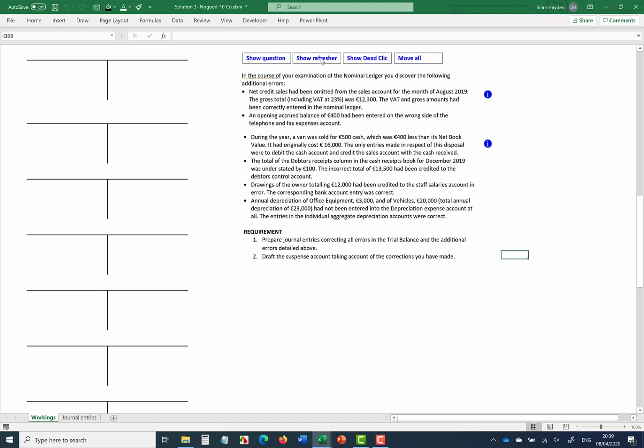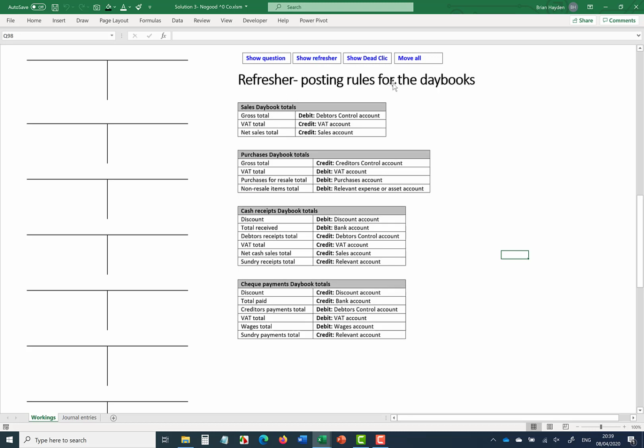So just as a refresher on how to deal with sales day book transactions. This is something that we would have seen a lot of in a previous semester, where we enter up details into different day books and then post totals to various ledgers. So the one we're looking at here is the sales day book rule. This shows me that the gross total should be a debit to the debtors control account. The VAT total is a credit to the VAT account, and the net sales amount, and this is something that we need to focus on here, should be a credit to the sales account. Okay, so there's a debit to debtors and then credits to VAT and sales.